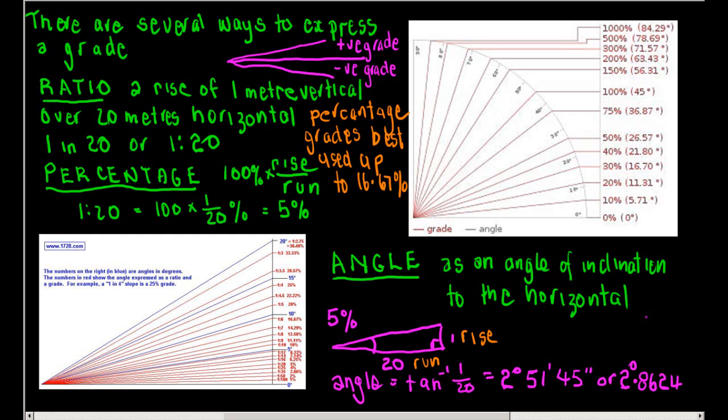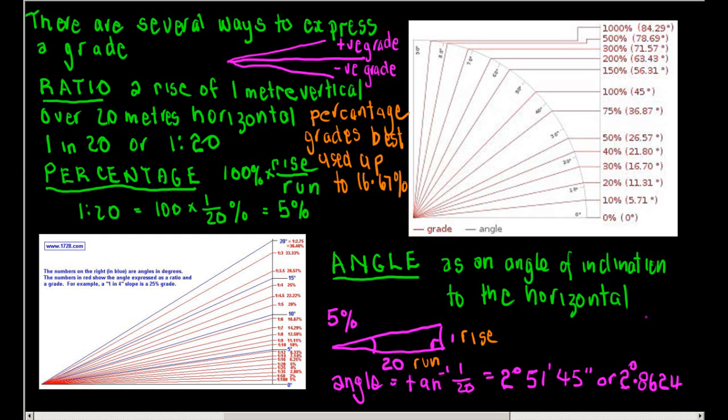The ratio is dimensionless. Now we can also express these grades as a percentage, and we do that by multiplying 100% times the rise over the run. So 1 in 20 is equal to 100 times 1 over 20, or 5%. There are various tables and little graphs throughout the internet, and I've shown a couple here that show you the relationship between these things, the ratio, the percentage and the angle, the third one that we're going to deal with in a moment.